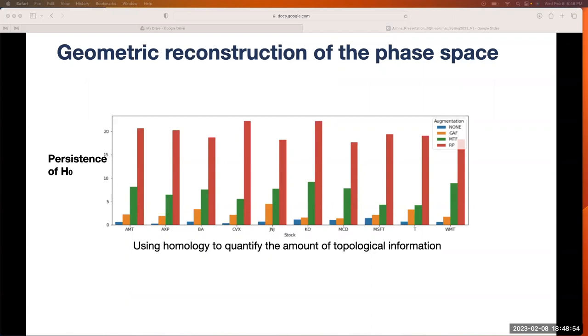But we found that the other augmentations, GAF and MTF, provide complementary homology as well. So we use all three. And to understand why imposing these structures in the phase space leads to better learning, we actually need to define the Markov decision process framework needed to formulate the RL problem.